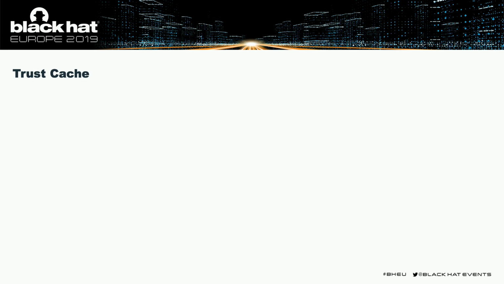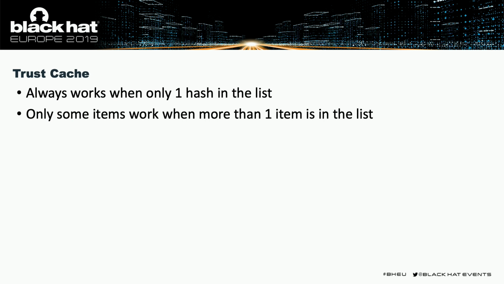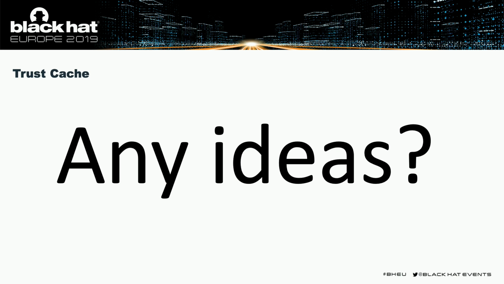All right, so did that work? Are we now able to make the iOS kernel execute our own executable? Well, it sort of works. It always worked when we used only one hash in the static trust cache. But when we tried to use more items in the static trust cache, when we put more hashes in the static trust cache, then some executables worked and some executables were denied execution. Now, any ideas why this happened or how we can solve it?